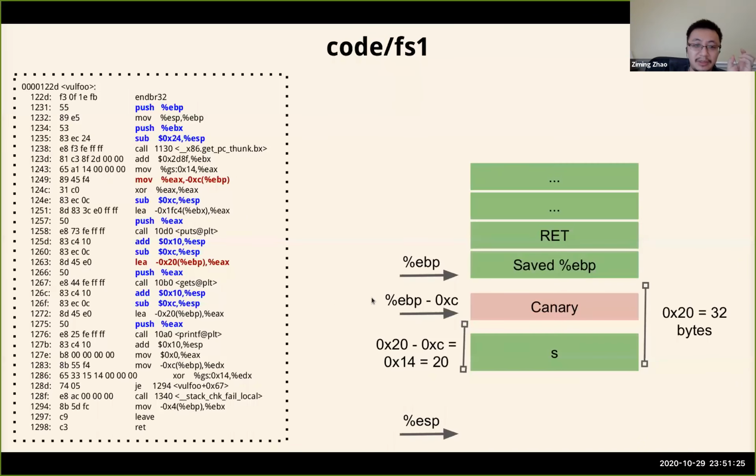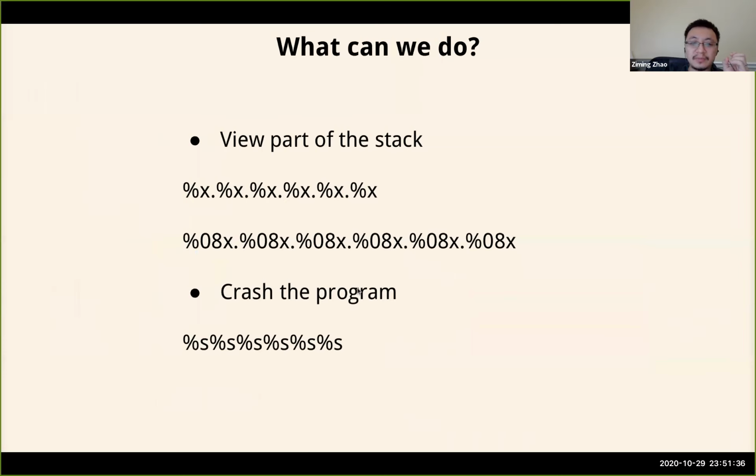So obviously this is a vulnerability, right? What can we do with it? The first thing we can do is print out part of the stack, and we can also crash the program. We can print out part of the stack because we can instruct the printf function to retrieve arguments from the stack, but we're not providing arguments to it.